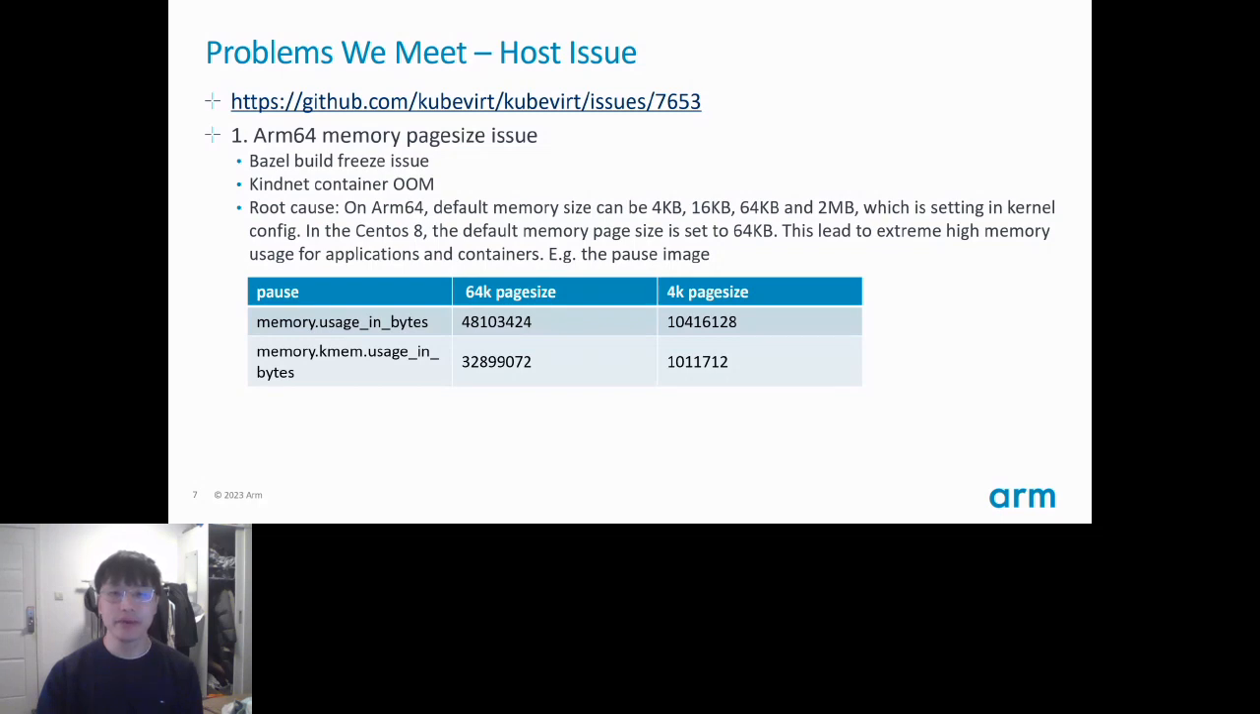The table below shows the memory usage of a PERS container in 64 KB page size and 4 KB page size. As you can see, in the 64 KB page size system, the container consumes much more memory than it does in the 4 KB page size system, with most memory consumed by kernel. The value is 30 times greater than that of 4 KB page size system. When we faced this issue, we did not notice the memory page size at first. This made us spend a lot of time debugging the issue.